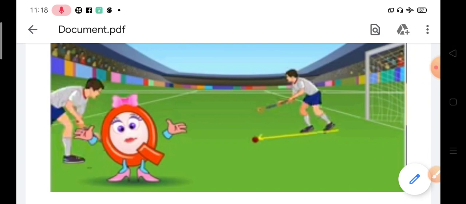So on the basis of contact, we categorize forces into two. One is non-contact force and the other is contact force. So first of all, we'll discuss the non-contact force. The first one is gravitational force. When an object is thrown upward, it reaches a particular height because it has a speed. And when its speed decreases, its speed becomes 0, then it comes back towards the earth.